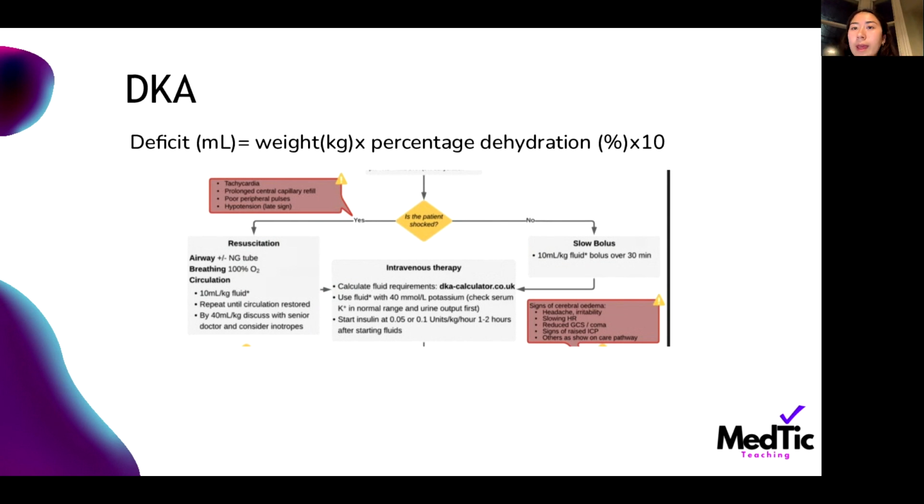So you can see the formula there shows you the deficit fluids, and you're basically going to replace that over a 48-hour period. That's what I know. You may see different figures elsewhere, but I think that's the right figure that I've been following at least. So 48 hours period. And then you're also going to calculate their maintenance fluids as well. So also have in the back of your mind that once we start the fluid replacement, that's what you need to do initially. You're then going to start the insulin at a rate of 0.05 or 0.1 units per kilo per hour, 1 to 2 hours after starting the fluids.